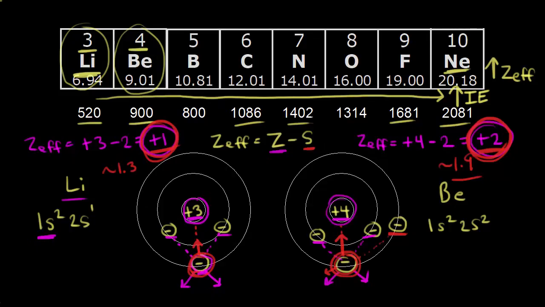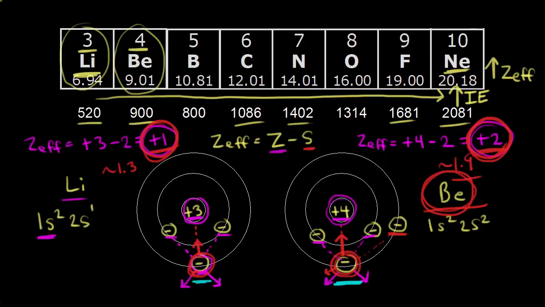And because of this, the beryllium atom is smaller, right? The 2s orbital gets smaller, and the atom itself is smaller. Beryllium is smaller than lithium. So this outer electron here, let me switch colors again. This outer electron for beryllium is closer to the nucleus than the outer electron for lithium.